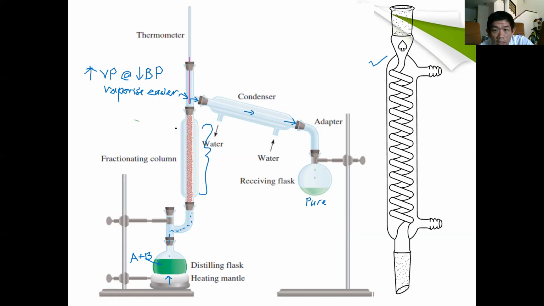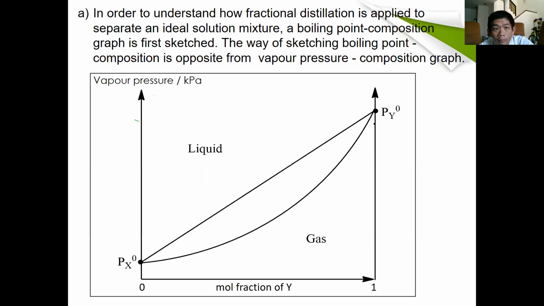So what is the theory behind the usage of this fractional column in order to separate the two liquids, let's say A and B in here? We are going to find out together how fractional distillation is applied. But before that, let's understand another form of graph, the boiling point composition curve. This is the vapor pressure composition curve that we deduced just now, isn't it? This is the vapor pressure of pure Px, and this is the vapor pressure of pure Py. You can see that Py has a higher vapor pressure.